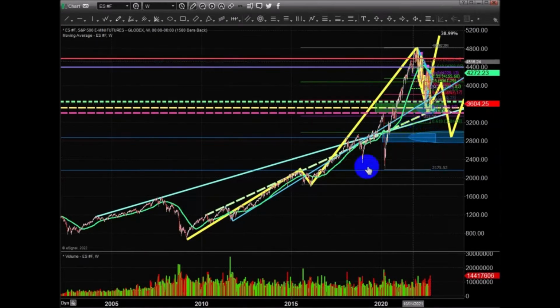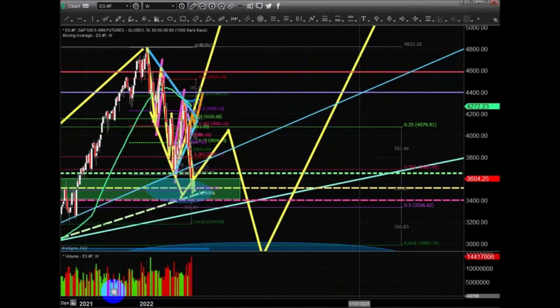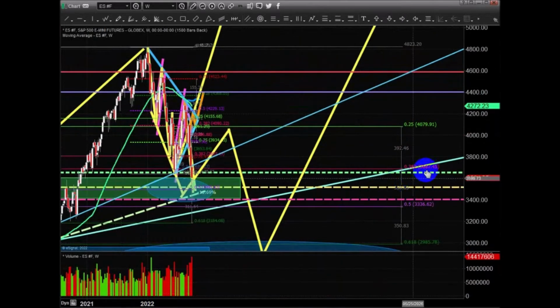Now, two things we're going to look at first. From the wave 2 bottom right here to the wave 3 high right here, we have a very interesting projection at a 382 level. Let me expand this out so you can see it. A 382 price level right here at 3665, 3666. We have just gotten below that level.